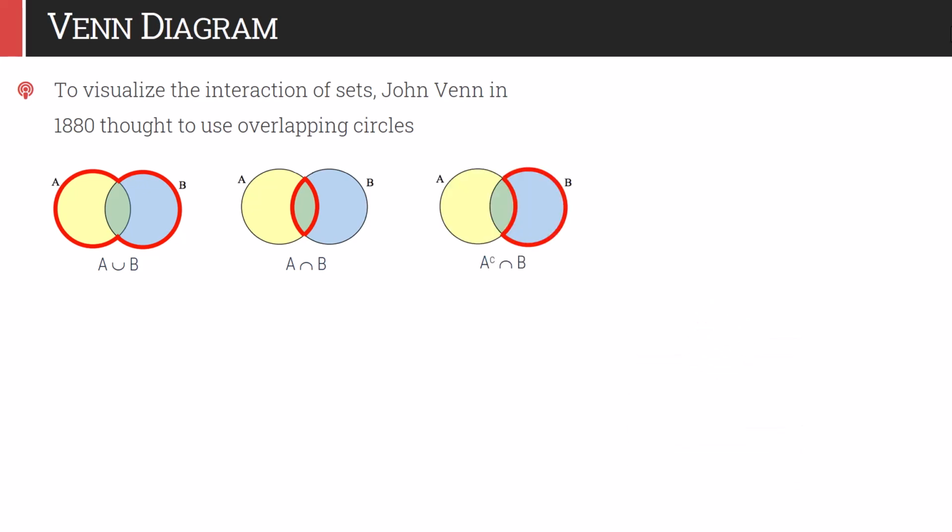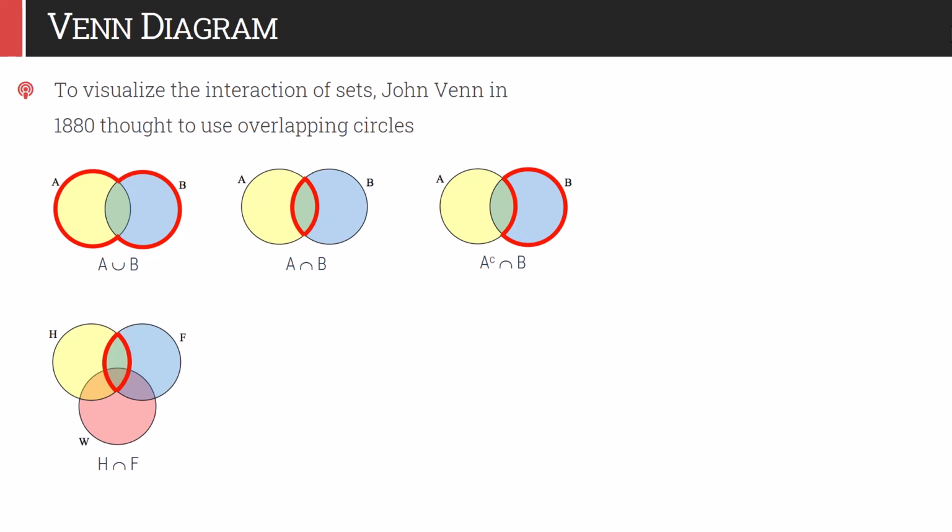A complement intersection B. A complement indicates all the elements which are not in A, and we have to take the intersection with all the elements of B. So all the elements which are highlighted in blue represent A complement intersection B.